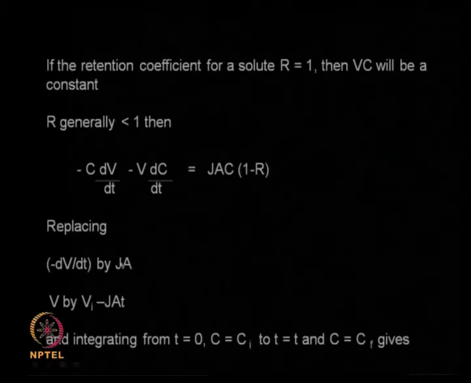So we can replace this by JA, and now V, the volume, will slowly keep decreasing because of the concentration polarization, agreed. So Vi could be your initial volume minus J, your flux, into area, that is the rate, into time. So we are considering something like a linear decrease, okay. The assumption here is a linear decrease in the amount that is flowing through.